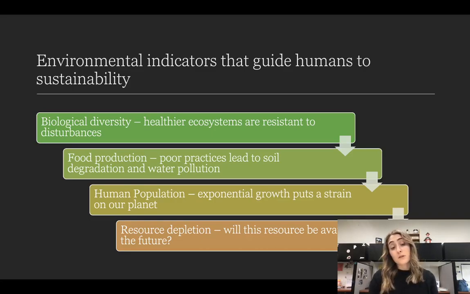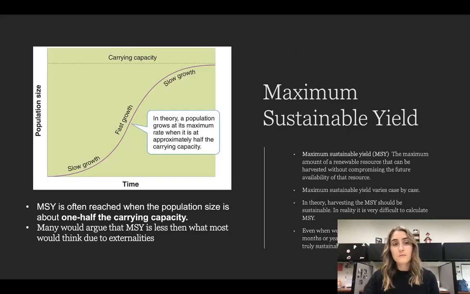And then the human population itself, we know that exponential growth puts a strain on our planet because it requires more resources. And of course, that resource consumption, are we using those resources sustainably? And is the rate of human population growth going to be problematic for maintaining sustainable use of resources? And then, of course, resource depletion itself. If I continue to use at this rate right now, will it be available in the future for more generations?